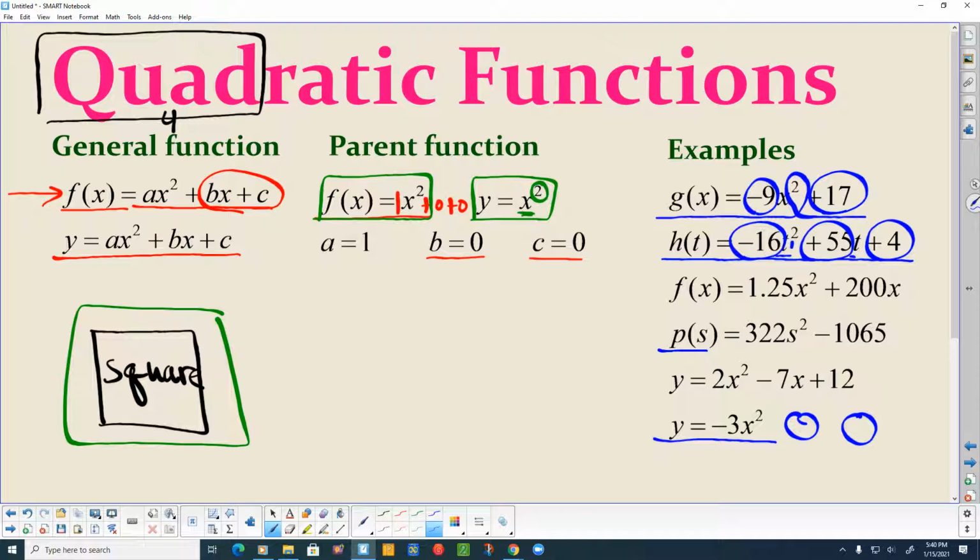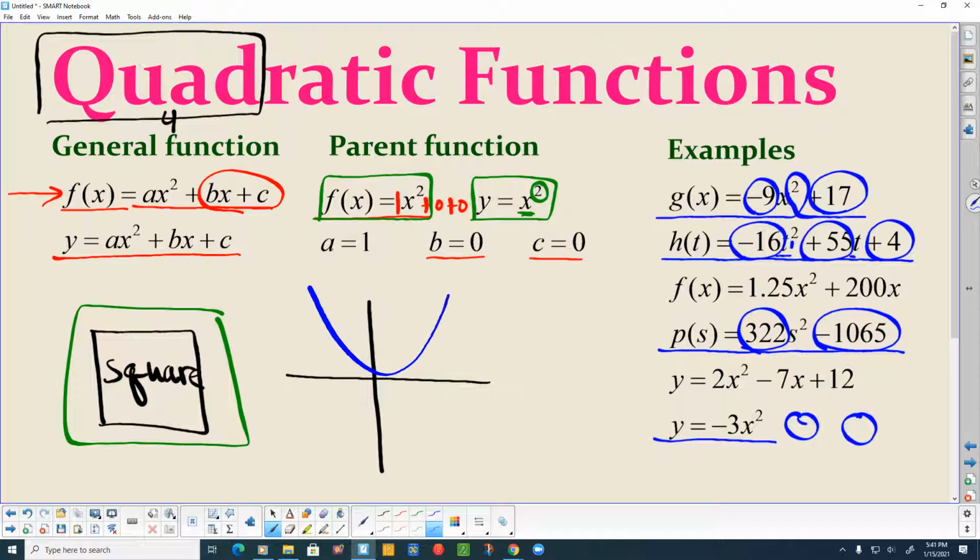One more. p of s equals 322 s squared minus 1065. Here's my a. Which one is missing? Here's my c. B is missing. What do these look like on a graph? Since they're quadratics, they will always look like this shape: a curve that goes up and down, or down and then up.